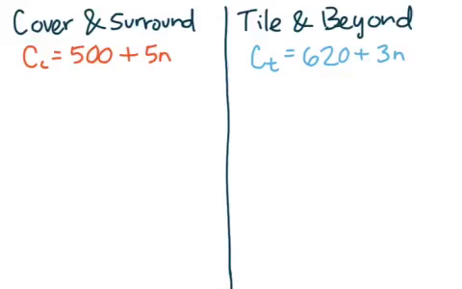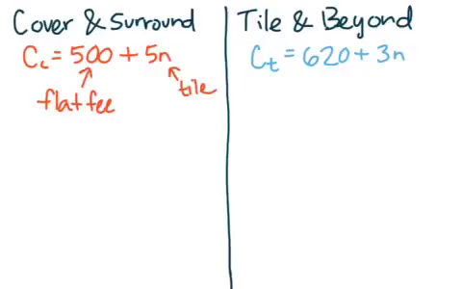So for Cover and Surround It, our equation was C of C, so that's to distinguish that we're talking about the cost of Cover and Surround It, was equal to 500 plus 5n. So this 500 came from our design and delivery fee, which was a one-time flat fee. We didn't have to pay it multiple times, we just had to pay it once.